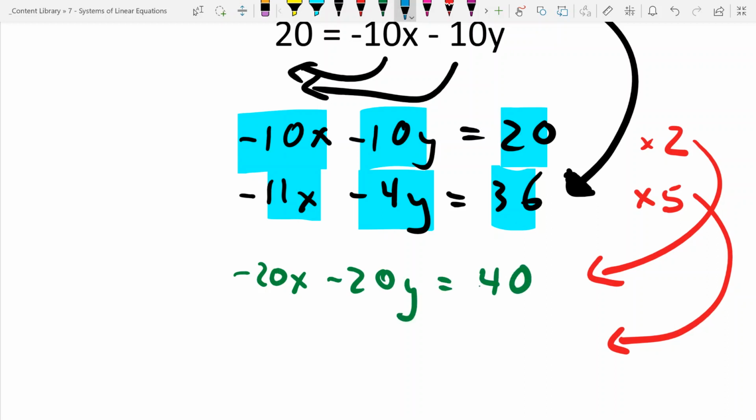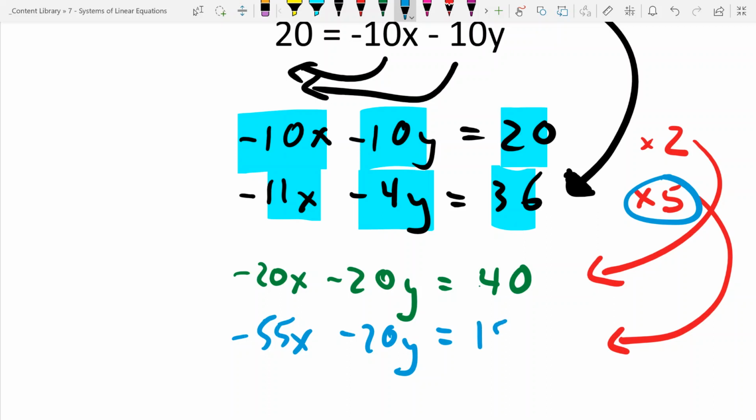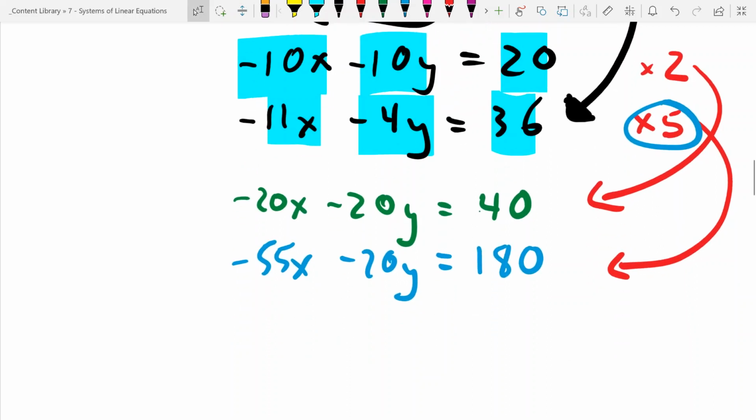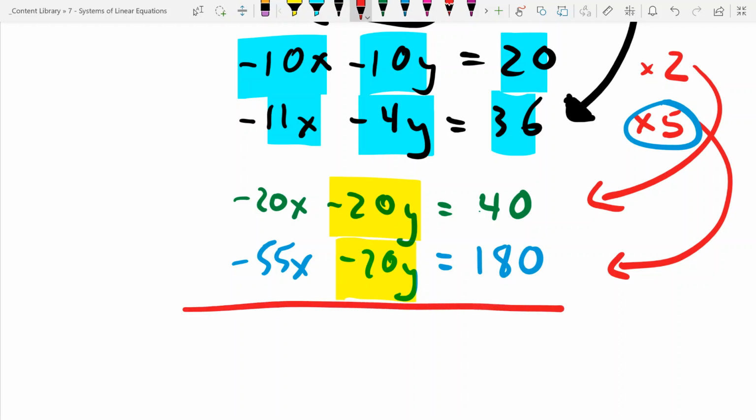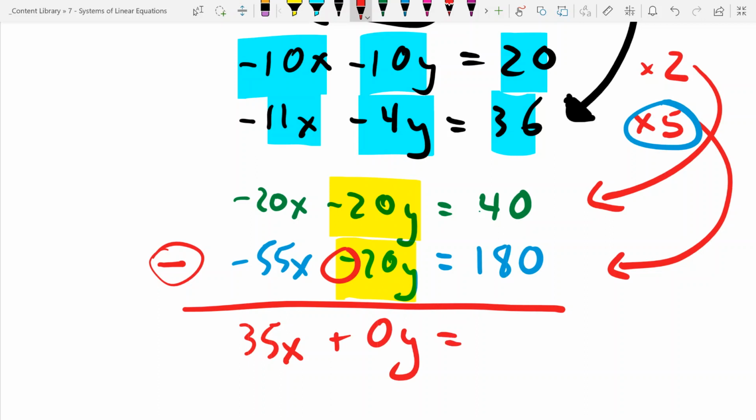I'm going to rewrite the second one times 5 again so that the y's will line up. Negative 55x minus 20y equals, got to think for a sec, 180. Yeah, cool. Okay, so again, when we look at this, my y values are now matching, which is great. Oh, they look green now. So now that we have them matching, I'm going to add or subtract them. I think if I subtracted, it would be a double negative here and here so that we could get rid of them. So let's subtract. Negative 20 minus negative 20 is going to be 0y, and negative 55 minus negative 20 gives negative 35x, and then 180 minus 40 is 140, pretty sure. Yep.